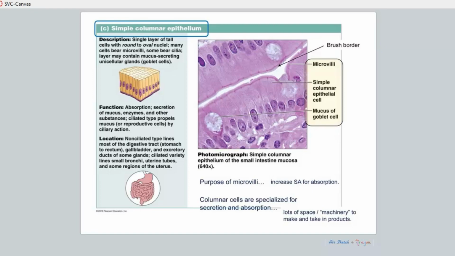And here we go. This is more like what we're going to see. This is small intestine histology. This is at 640 times. We can only get up to 400 max in this class, so we won't be able to see it as well. But here's the mucosa. This is the areolar connective tissue underneath it, although it doesn't necessarily look like it in this picture. And then these are the individual simple columnar cells.